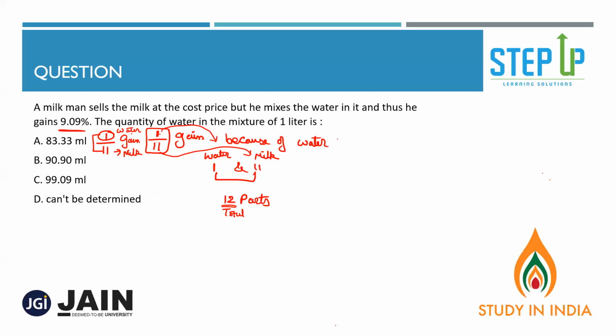Okay. And if I'm making 1/11th as the profit, it means that 9.09% means I would be making one part profit. 1 by 11th would be profit. How can I write 11 part as water, Sandeep? Okay, I got your question. The thing is that what is coming for free? Milk or water?